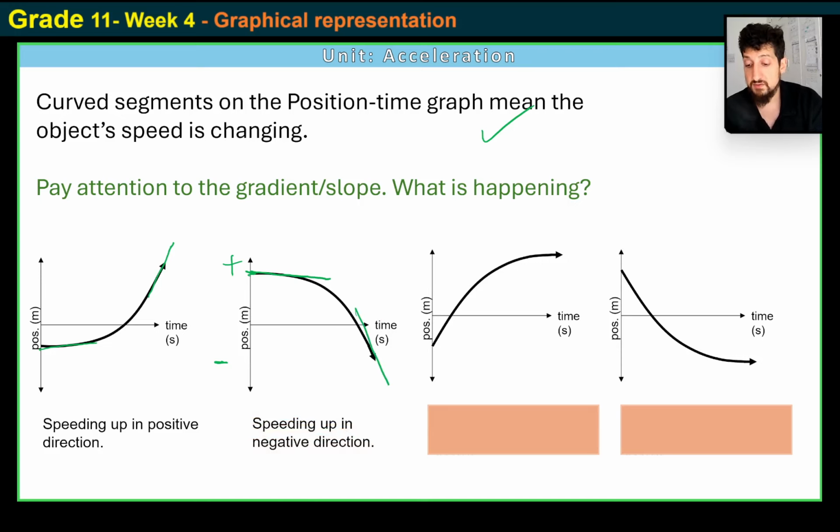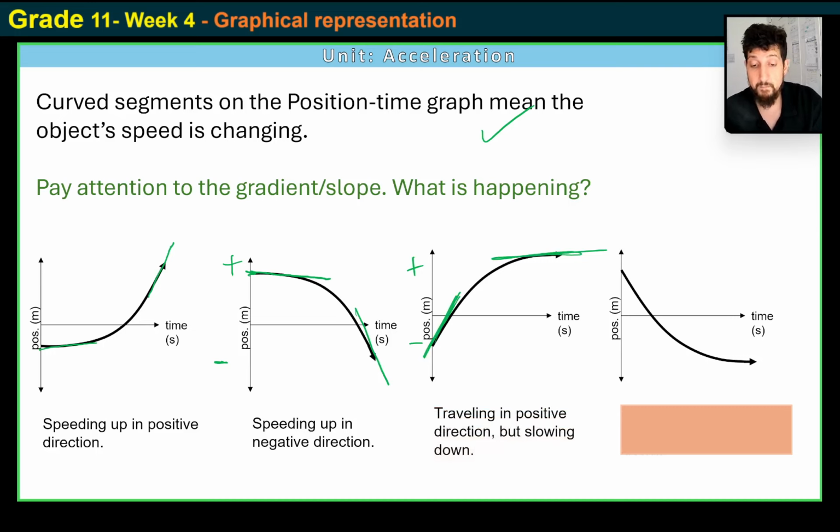So this is negative acceleration, or negative speeding up. That's all that is, because the gradient is increasing but it's going in the negative direction. What about here? We're going from negative to positive, so that's already going forward, and we are slowing down. Why? Because the gradient is becoming flatter, so we're slowing down, but in the positive direction. And what about this point here? Here we are once again slowing down.